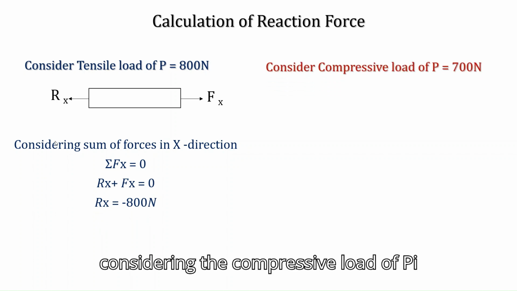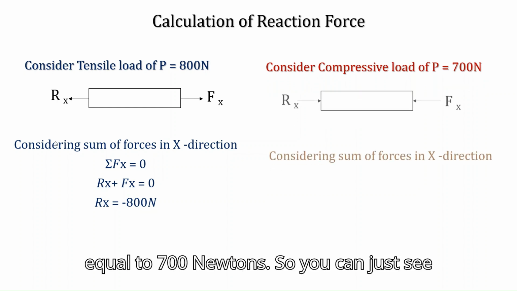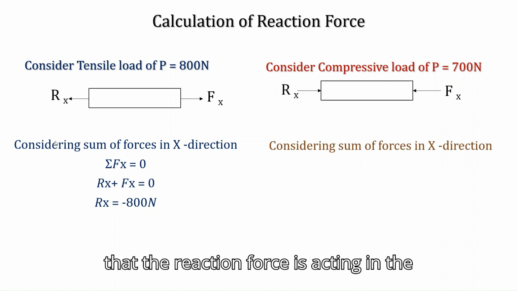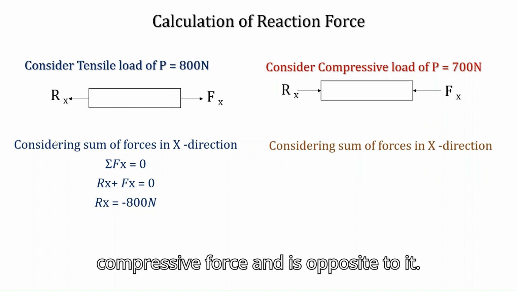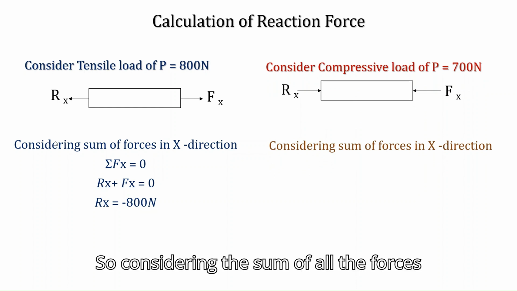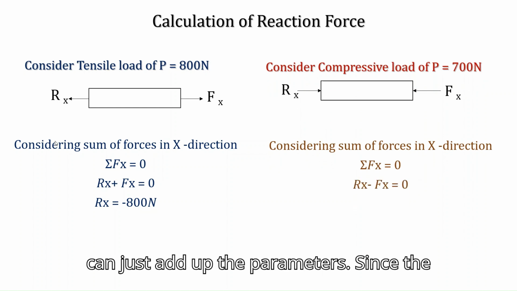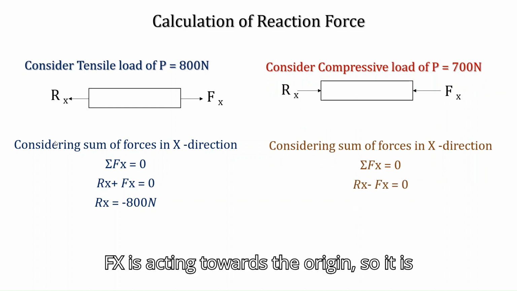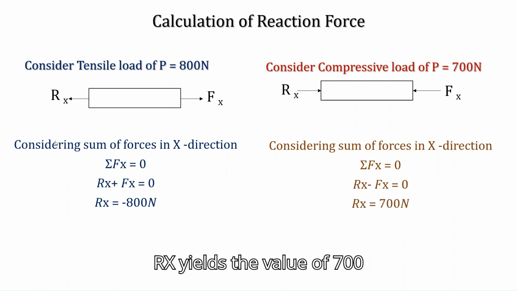Moving on to considering the compressive load of P equal to 700 newtons, you can see that the reaction force is acting in the direction opposite to the compressive force. Considering the sum of all the forces in the x direction to be equal to 0, we can just add up the parameters. Since the Fx is acting towards the origin, it is considered to be negative here. So the Rx yields the value of 700 Newton, which is positive. So this is about the reaction forces.